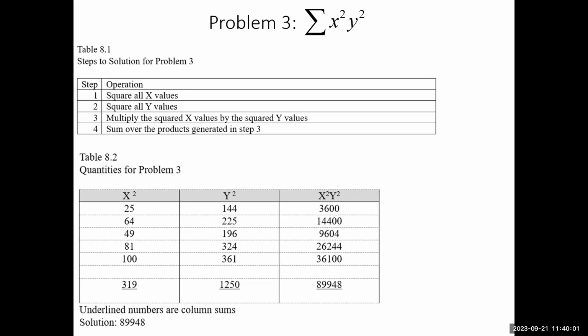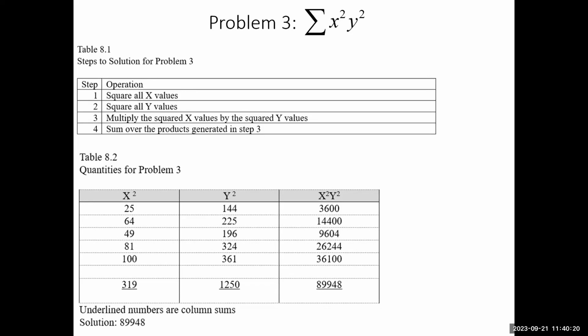Step 2, we're going to square our y values. Step 3, we're going to multiply the squared x values by the squared y values. And then in step 4, we're going to sum over the products generated in step 3. Okay, in table 8.2, I show you the relevant quantities.